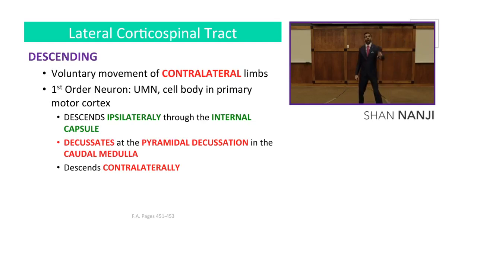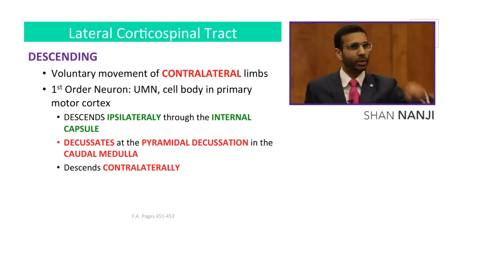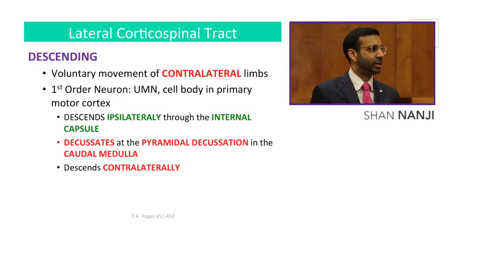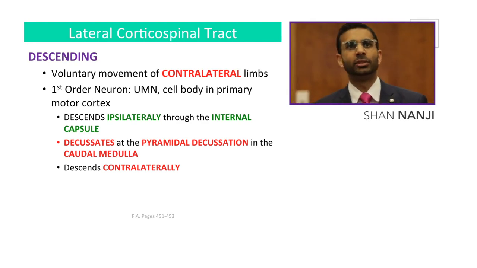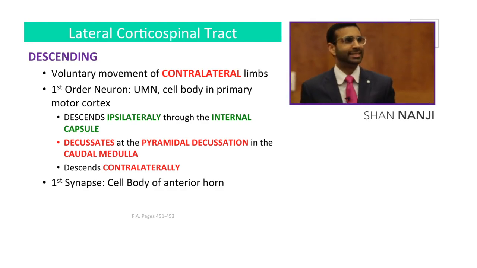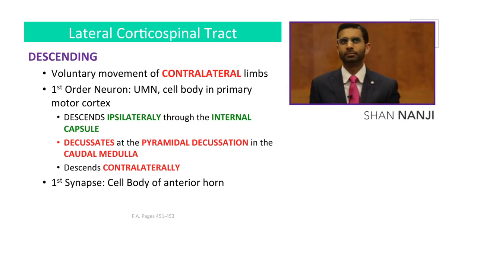Same. Right, so it's already opposite and now it's crossing, or decussating, at the pyramidal decussation in the caudal medulla, and is now carrying what side fibers? Same side fibers, and it descends contralaterally. That's the point I want you to know. You know that point, you get these questions right, and the pattern holds, and I'll explain it to you in a second. So for the first order neuron, the first synapse is in the cell body of the anterior horn.